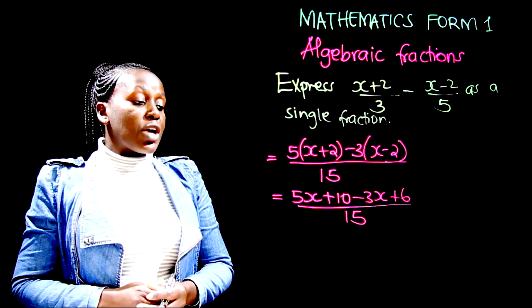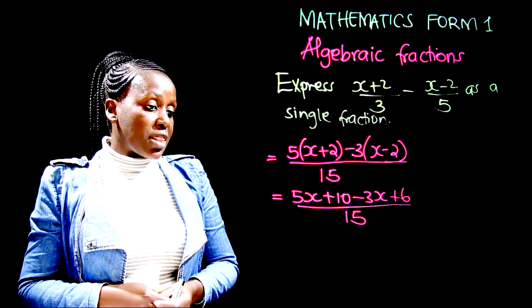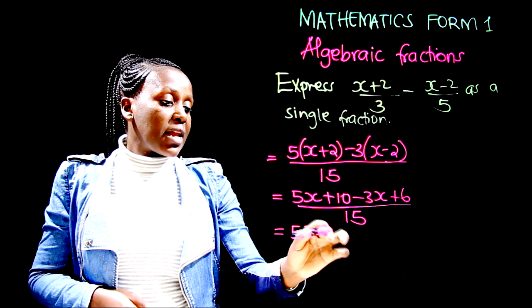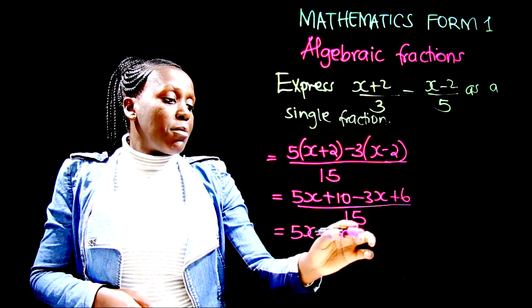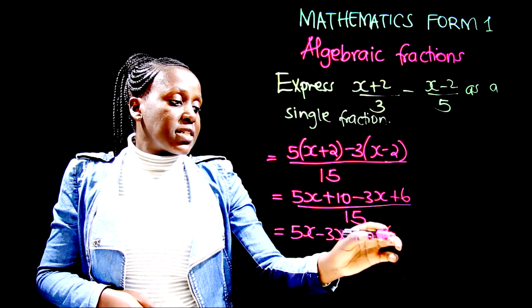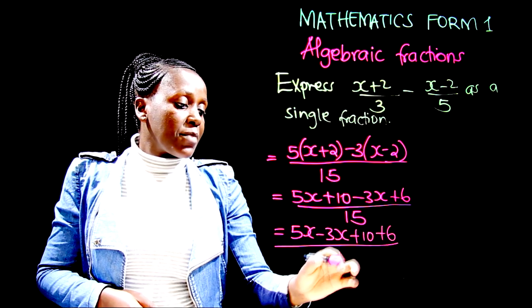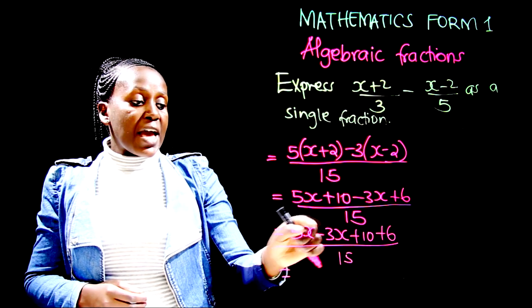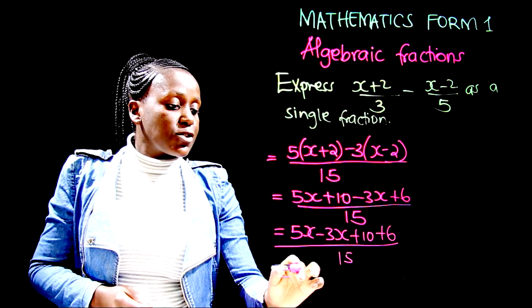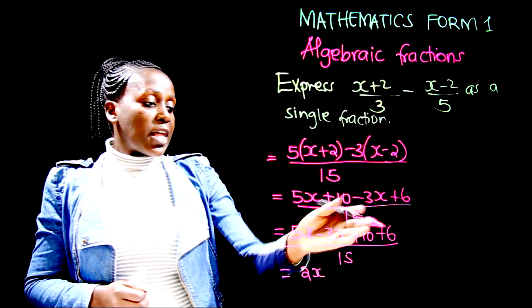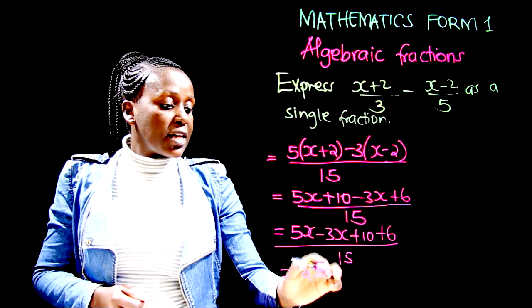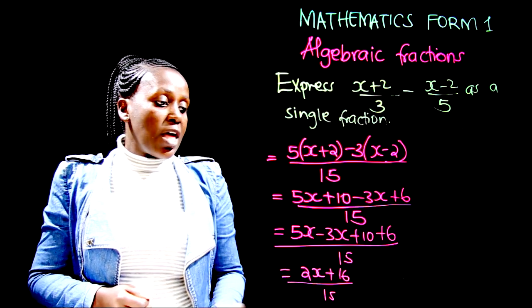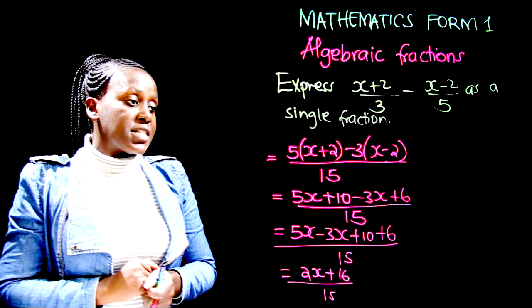Then we are going to bring the like terms together. So this will be equal to 5x minus 3x plus 10 plus 6, all that over 15. And this will be equal to 5x minus 3x is 2x. Then 10 plus 6 is 16. All that over 15. And this will be our final answer.